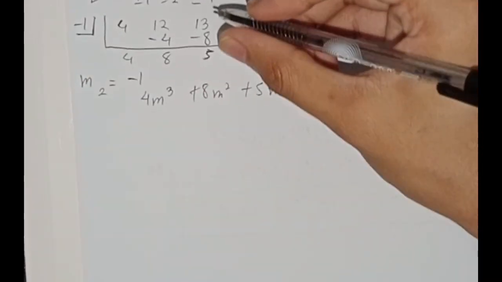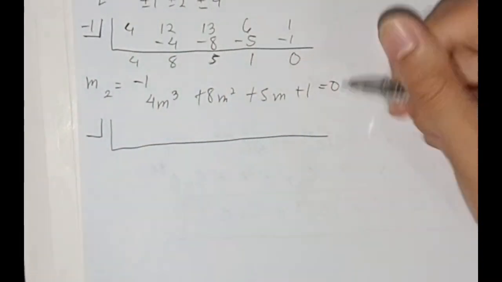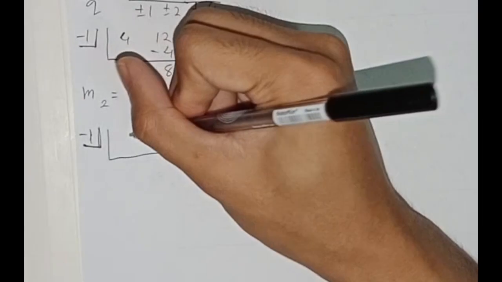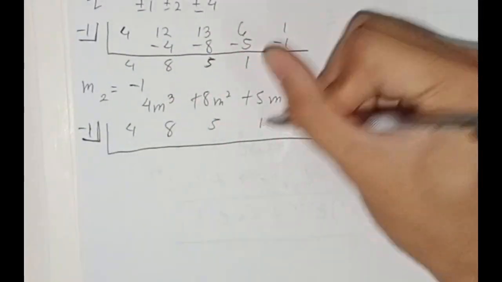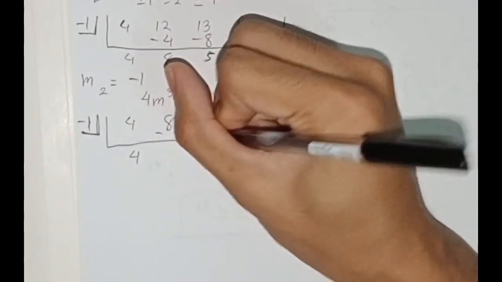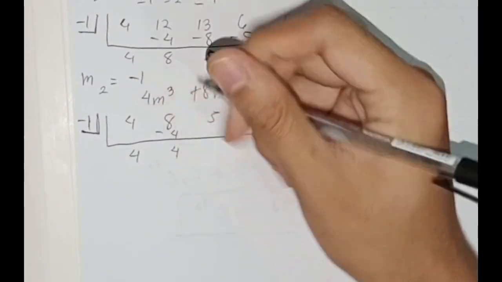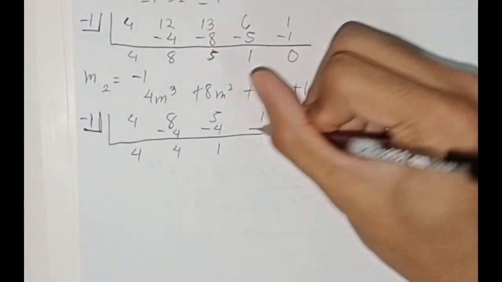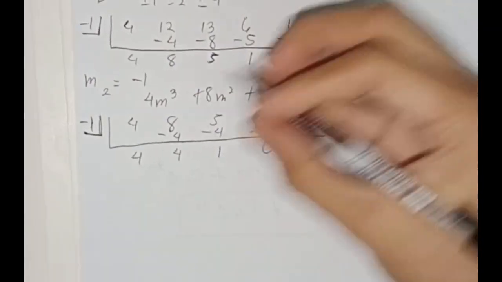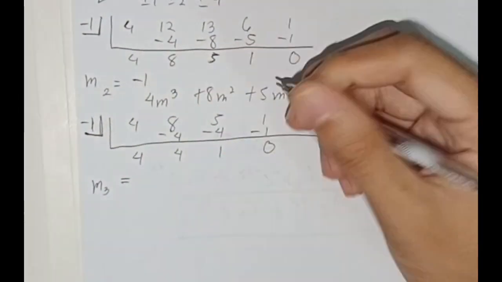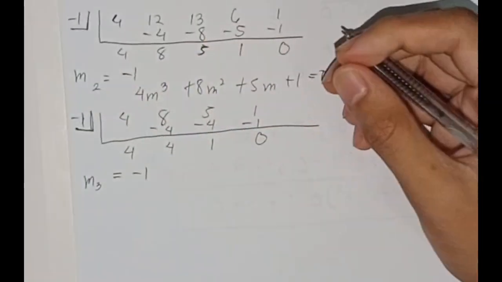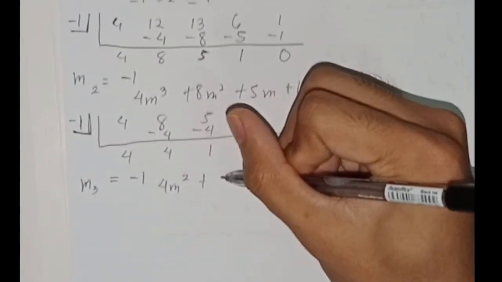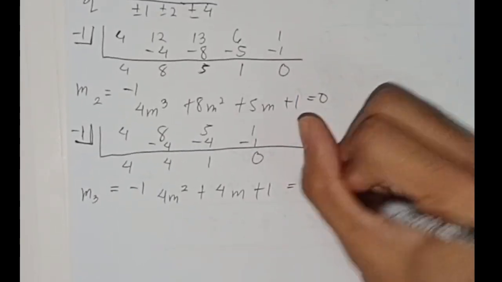I will use negative 1 as our divisor. So negative 1. And just copy the coefficients of our equation. That is 4, 8, 5, and 1. So bring down 4. 4 times negative 1 is negative 4. Negative 4 plus 8, that will be 4. So 4 times negative 1 is negative 4. Negative 4 plus 5 is 1. So 1 times negative 1 will be negative 1. And negative 1 plus 1 is 0. Therefore, our m sub 3, or our third root, is negative 1. This will be written in the form of a quadratic equation. So that will be 4m squared plus 4m plus 1 is equal to 0.